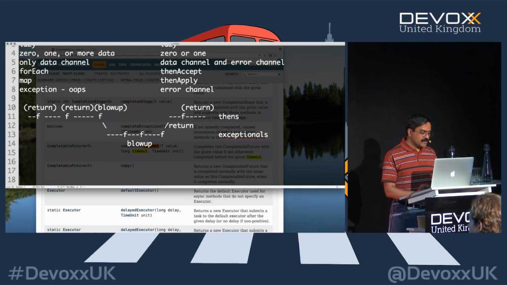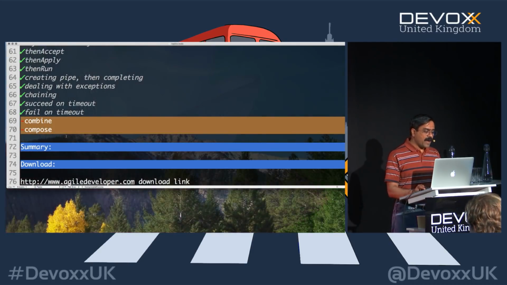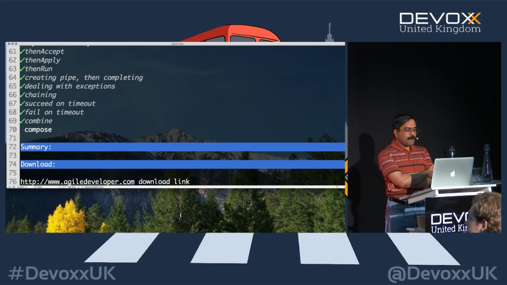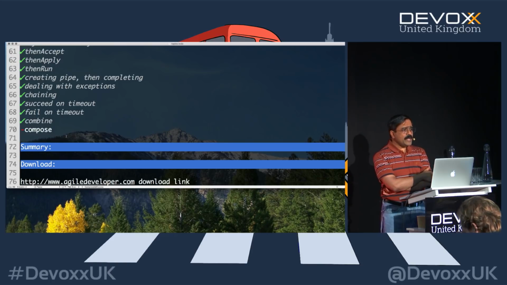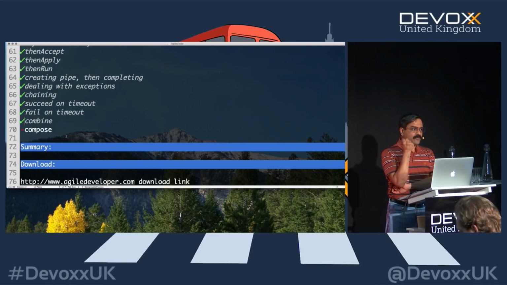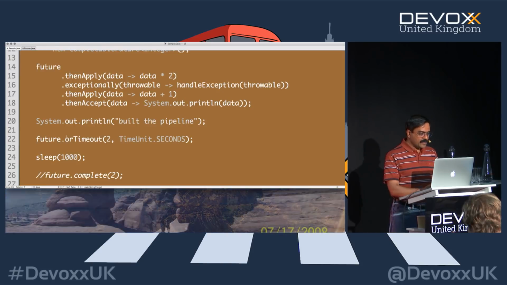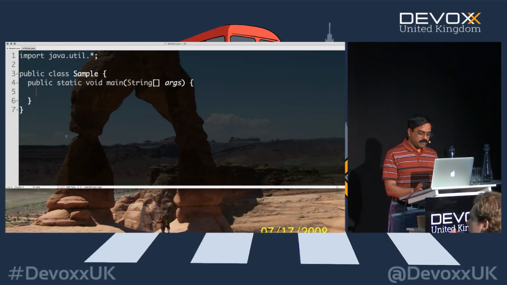So to understand this, let's step back and talk about combine versus compose. So what does combine really do? The combine method really is taking one CompletableFuture and combining it with the result of another CompletableFuture. So to understand this, let's take a little example and play with it.